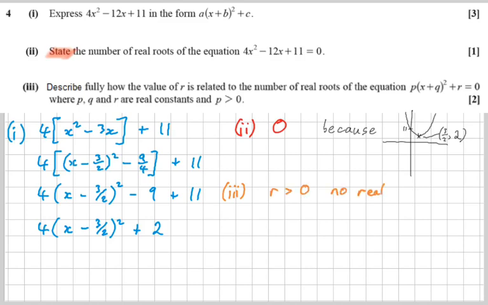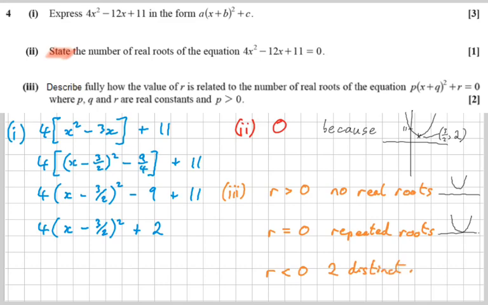So if r is positive, like it was in the rest of the question, you get no real roots because it looks like that. If r is 0, you get a repeated root because the graph will look like that. And if r is negative, you get 2 distinct real roots because it crosses like that. You've got this negative value of r, just brings the curve down this far below the axis.